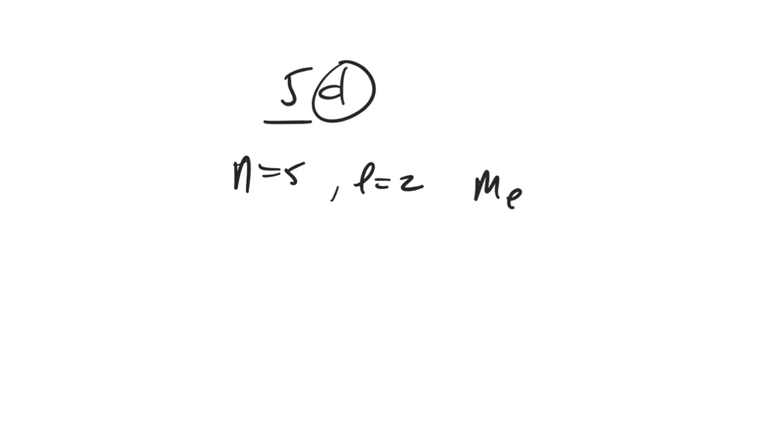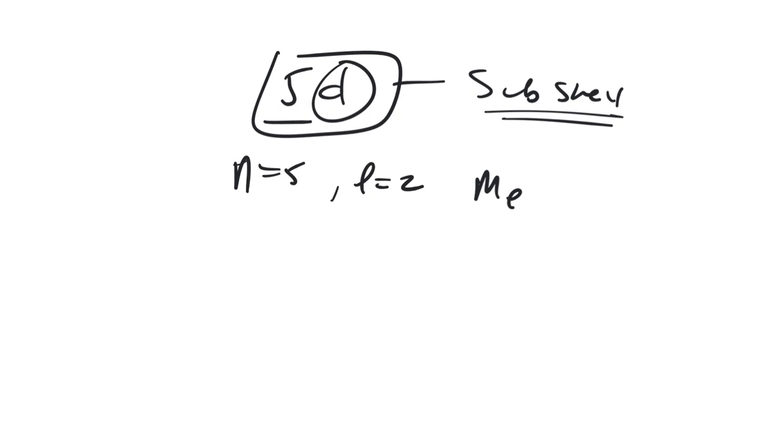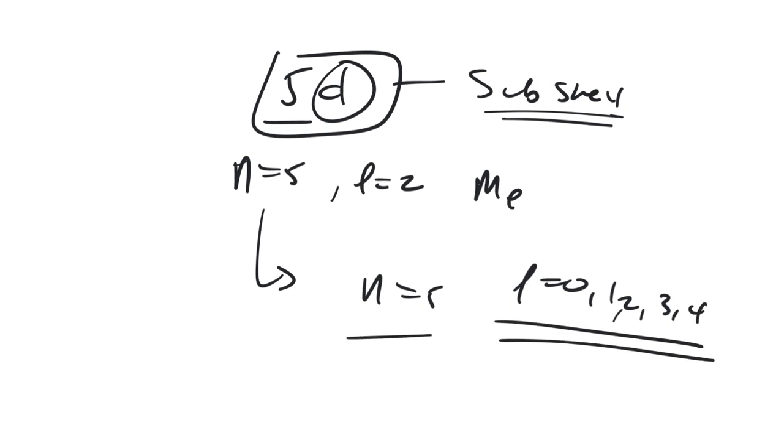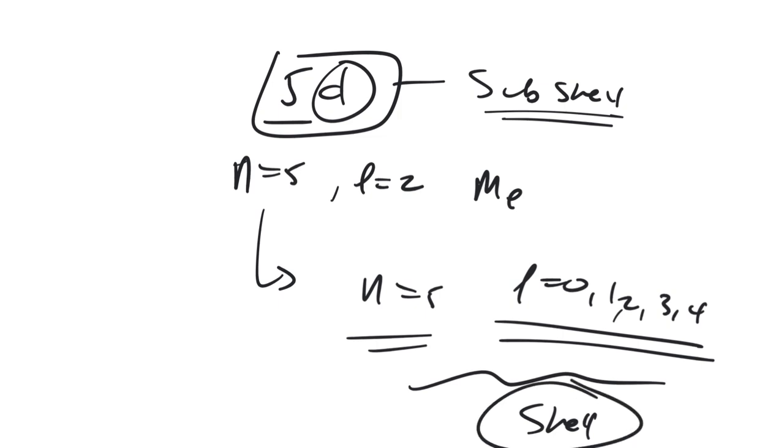If I just said an element has an electron in a 5D subshell, this whole thing here is a subshell. All the possible l values are all the subshells that are possible with a given n value. So if you look at n equals 5, the range of l would go from 0 to 1 to 2 to 3 to 4, and this would all encompass the n equals 5 shell. When we say shell, we mean everything that shares the n value. A subshell is just one of those, so we'd have the 5s subshell, the 5p, the 5d, the 5f.